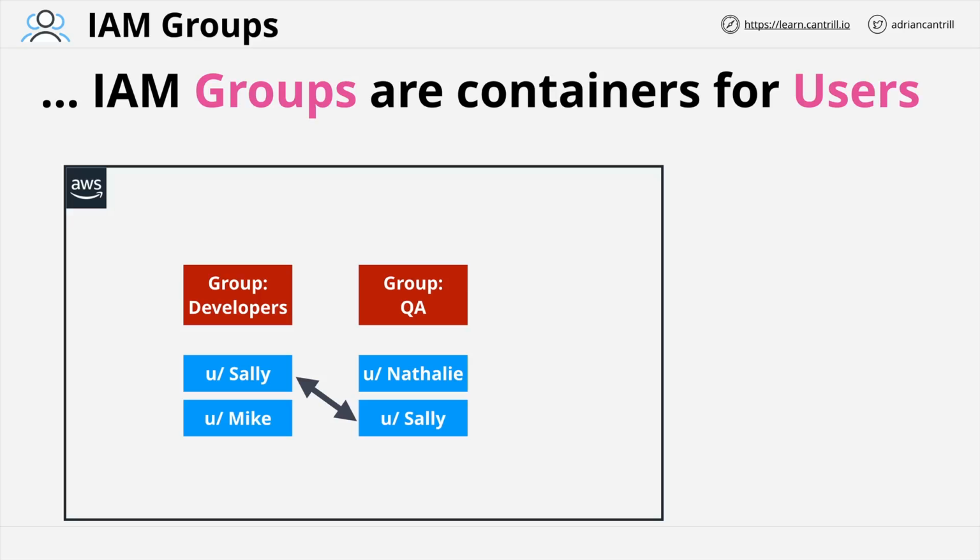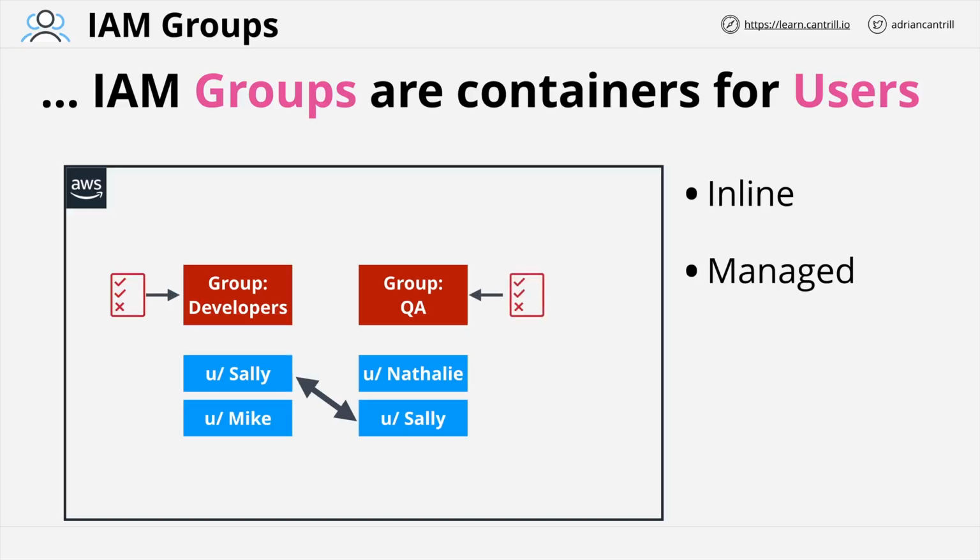Now the second benefit, which builds off the first, groups can actually have policies attached to them, and this is both inline policies and managed policies. In the example that's on screen now, the developers group has a policy attached, as does the QA group. And there's also nothing to stop IAM users, which are themselves within groups, also having their own inline or managed policies, and this is the case with Sally.